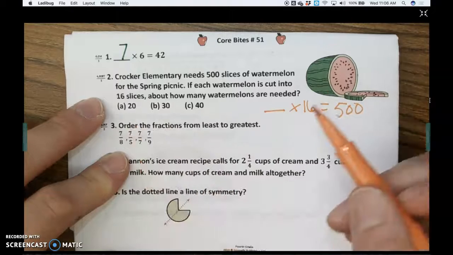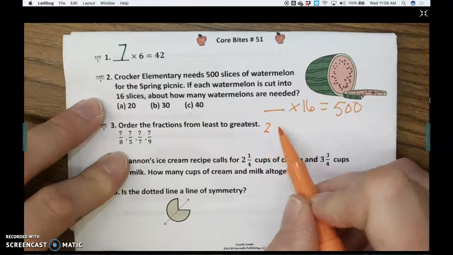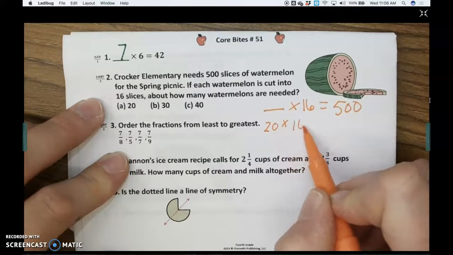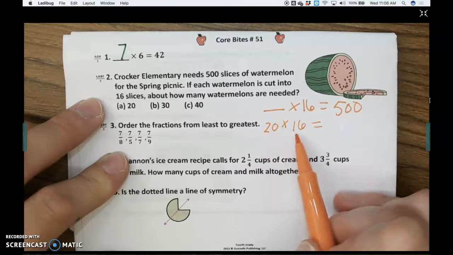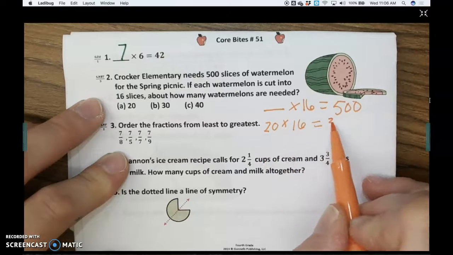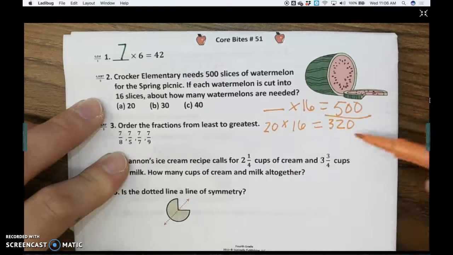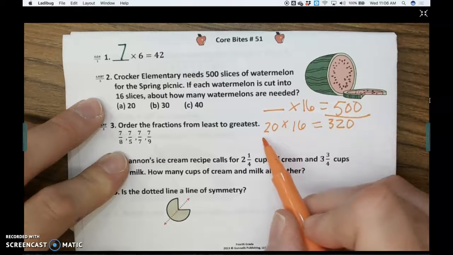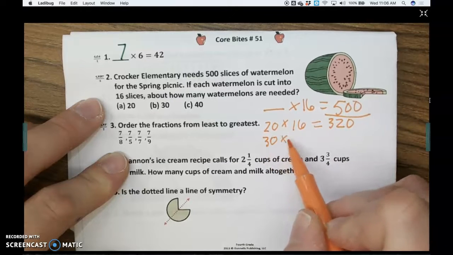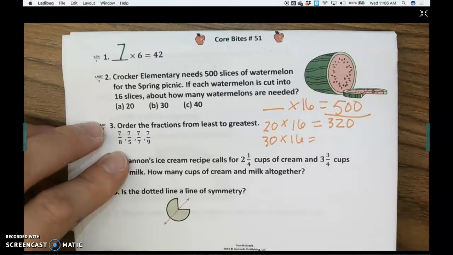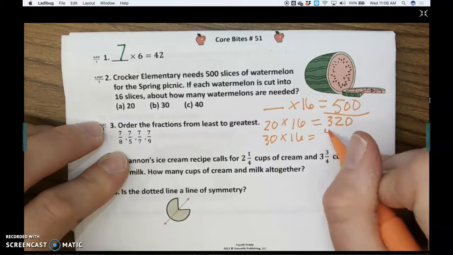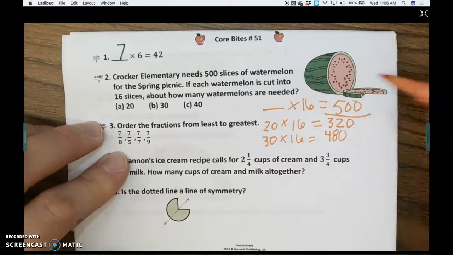So let's start with your 20. And so remember our little rule. So if you have a 0, you would just multiply 2 times 16. So that would give you 32, and then just add your 0. Well, that is nowhere close to what we need. So let's try 30. 30 times 16, okay? So you may have to work that one out, and that's fine. But if you multiply 16 times 3, you get 48. And then just add your 0. So that is still not what we need, right?